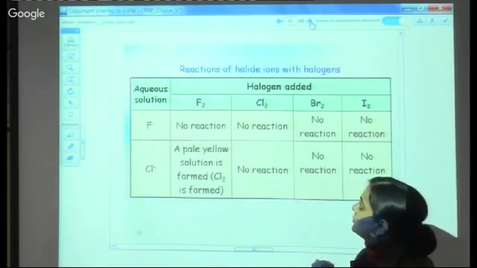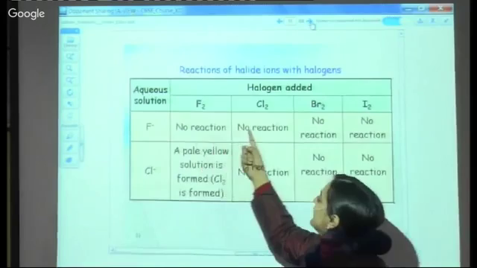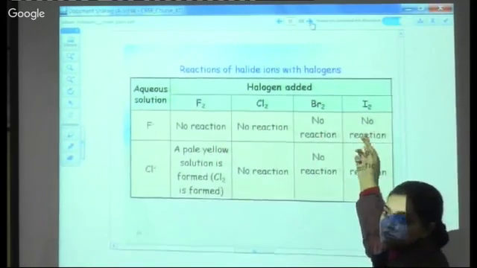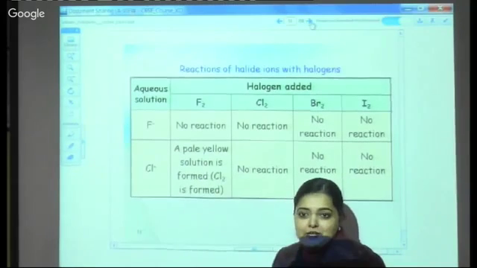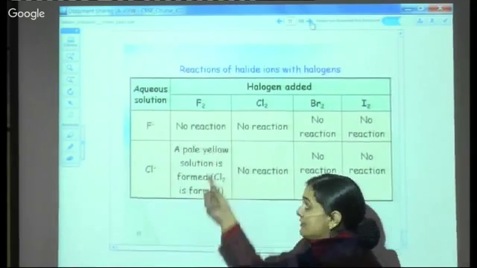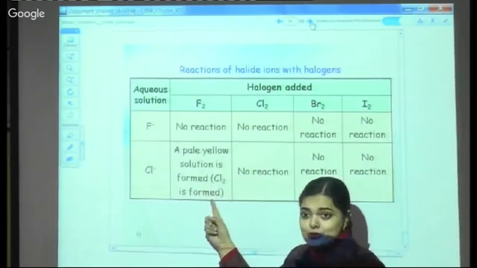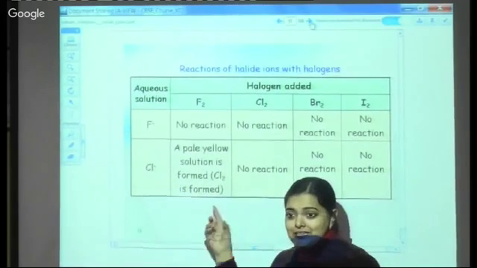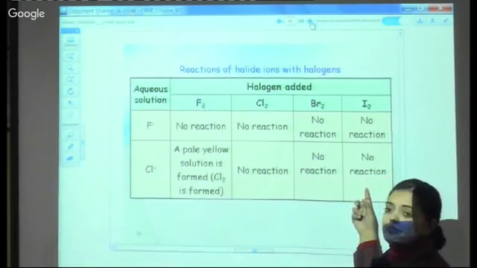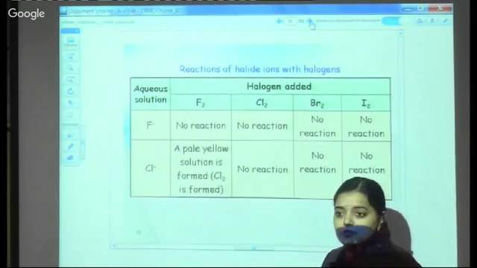Here is the reaction summary of all. Because fluorine won't displace fluorine, so there is no reaction. But no reaction will take place for chlorine, bromine and iodine also, because fluorine cannot be displaced by anything. It's the most reactive. Fine. However, with chlorine, fluorine will displace it, giving a pale yellow solution formed by the chlorine molecules. Chlorine gas being released will form a pale yellow solution. Fine. However, there won't be any reaction for rest of them because they are less reactive than chlorine, so they won't displace them.